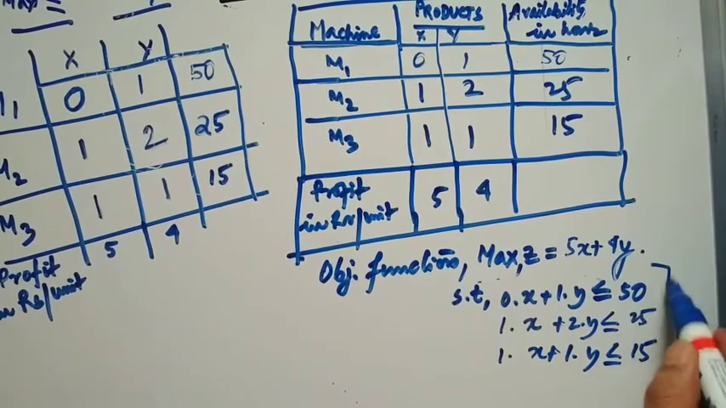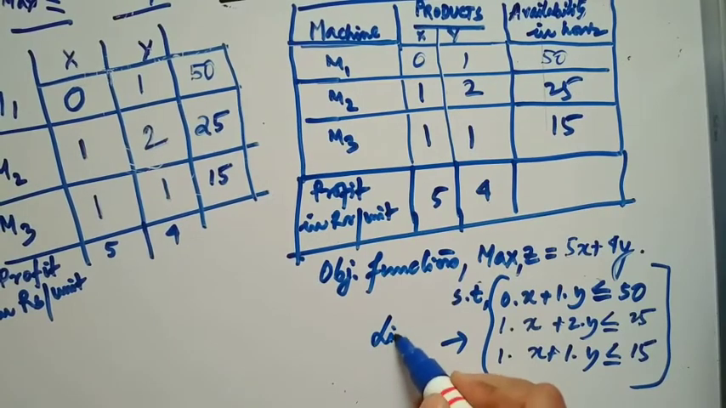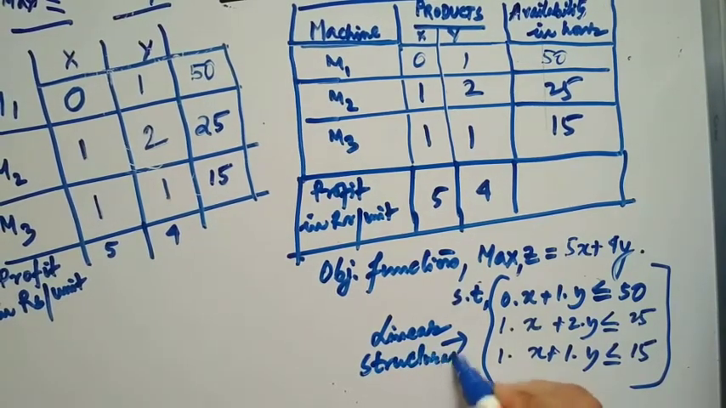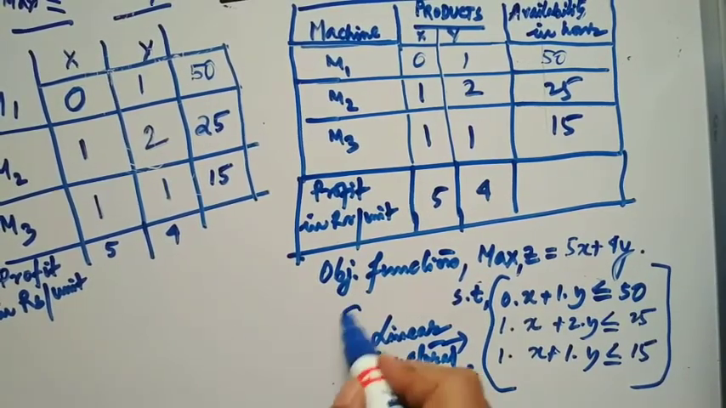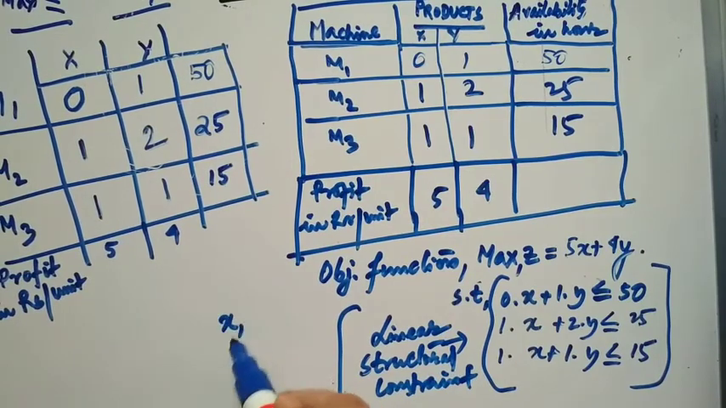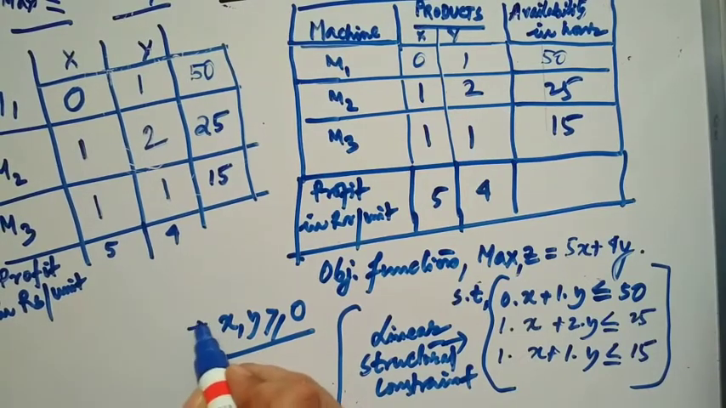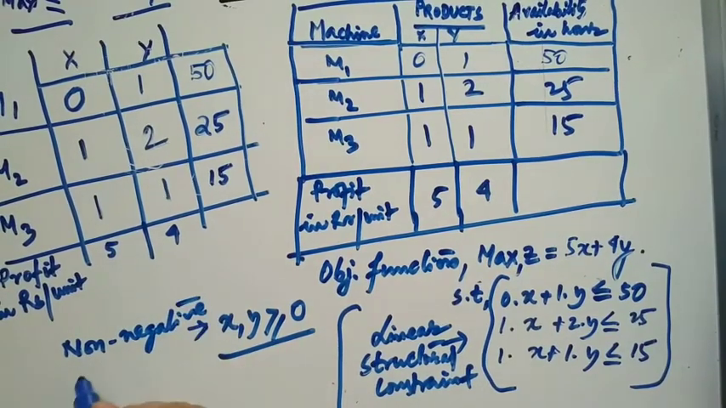Now this is known as the linear structural constraints. And one more thing, x, y is always greater than or equal to 0 because they are the products, so there is no idea of negative values here, so we have to take this always as positive. So these are also known as the non-negative constraints.